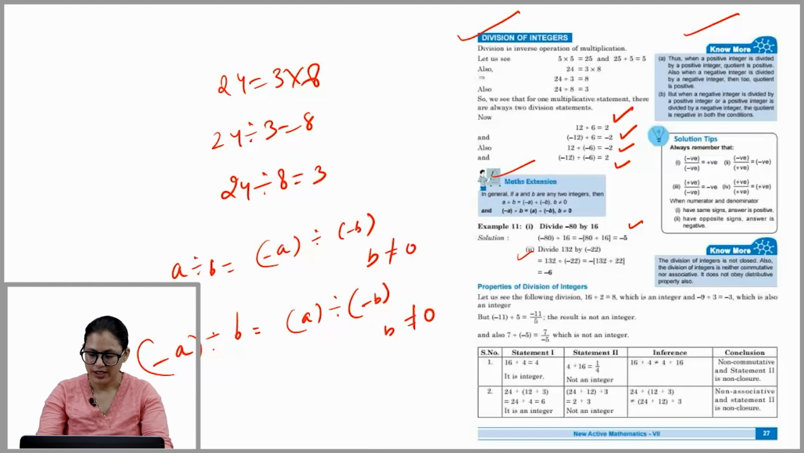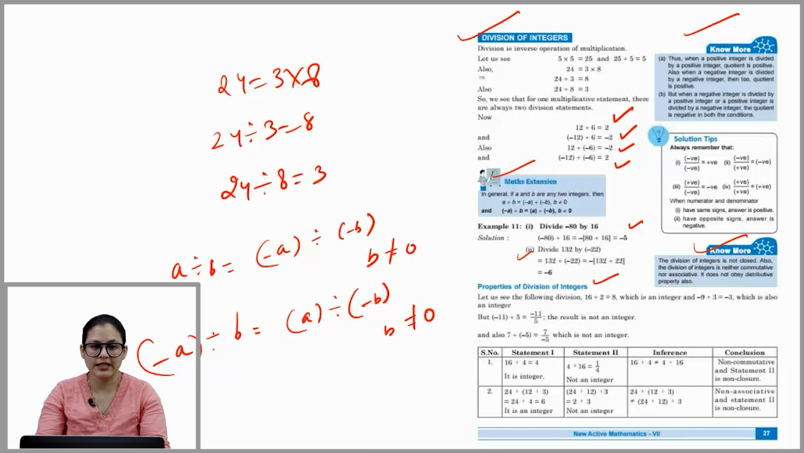Division of integers is not closed. Also, the division of integers is neither commutative nor associative. It doesn't obey the distributive property also. Next, properties of division of integers.